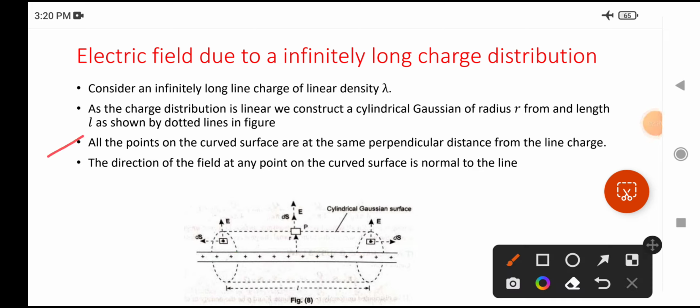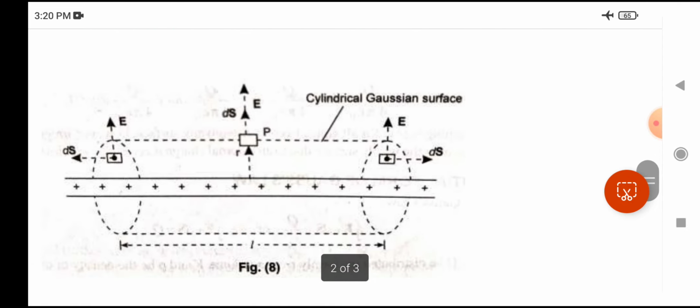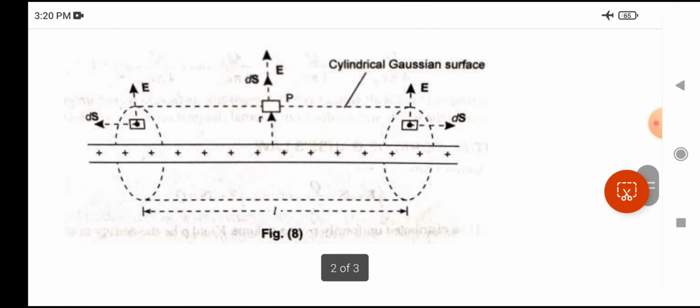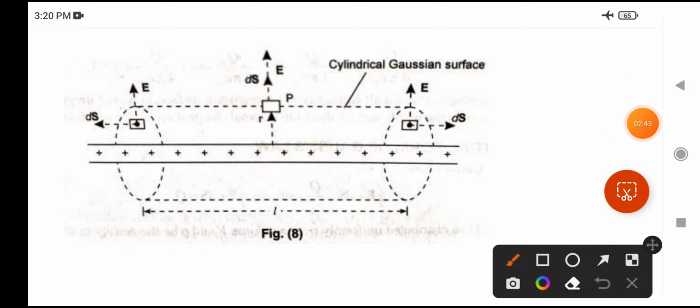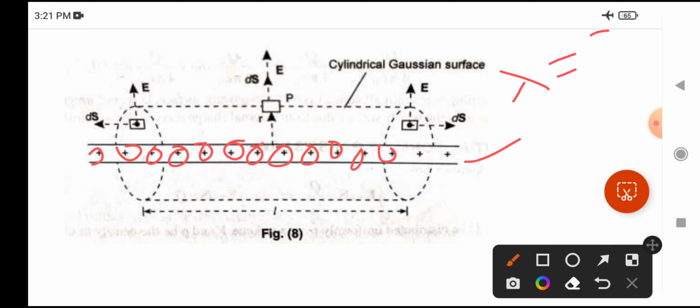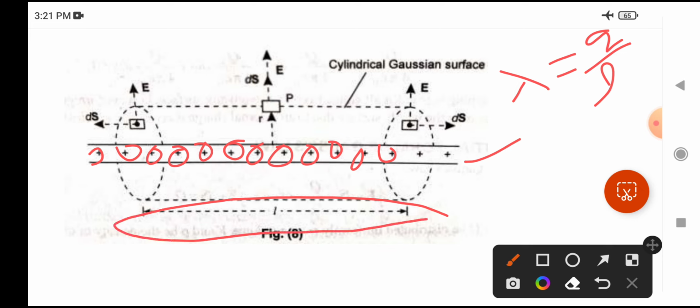Next, all the points on the curved surface. See the diagram first. It is a Gaussian cylinder, but the charges are distributed along the line, so it is simply one dimension. In this, we take the charge density as lambda. Lambda is equal to q by length, because the length of the Gaussian cylinder is taken as L meter.